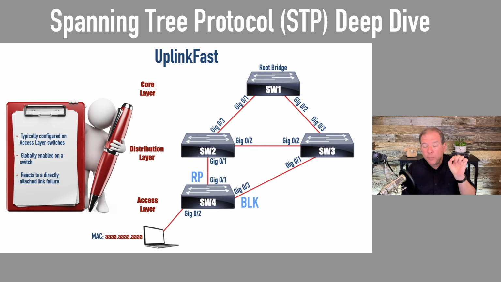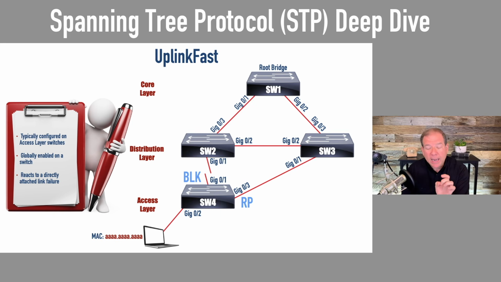SW4 has a root port going up to SW2. That's where traffic is currently flowing. It's got a blocking port going over to SW3. That will be a backup port if that primary port, if that root port were to fail. Okay, let's say that port failed. Now gig 0/3 transitions, I sped it up, but after 50 seconds it transitions to a root port. But we've got a problem.